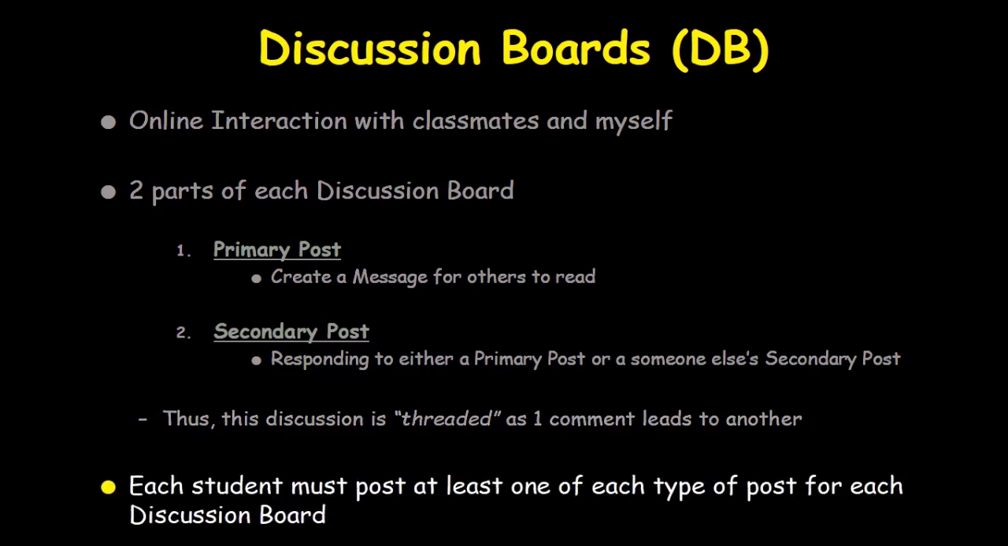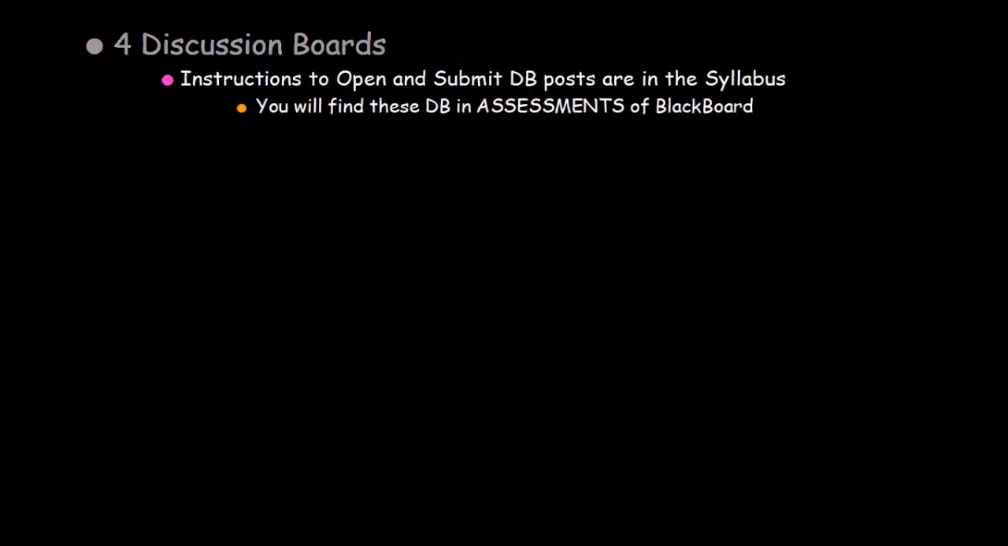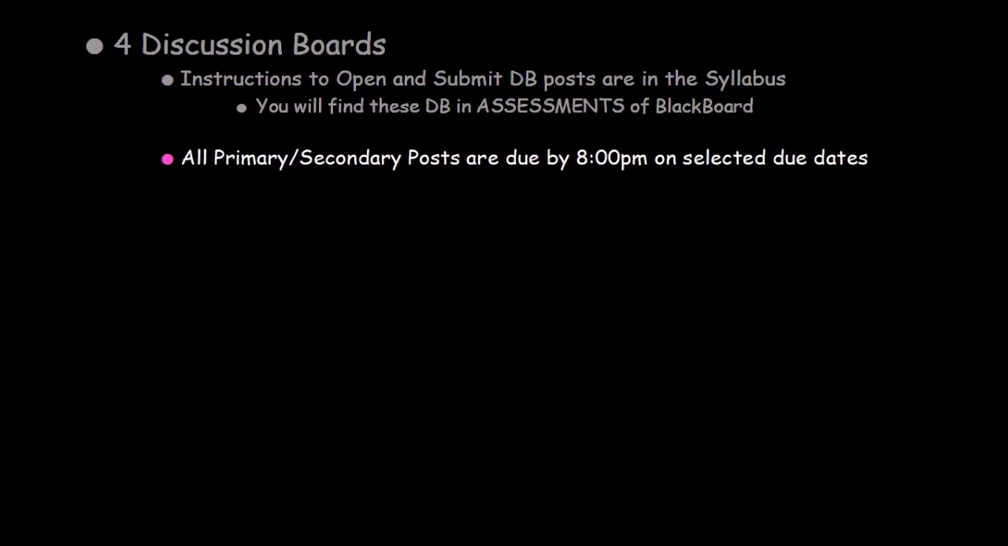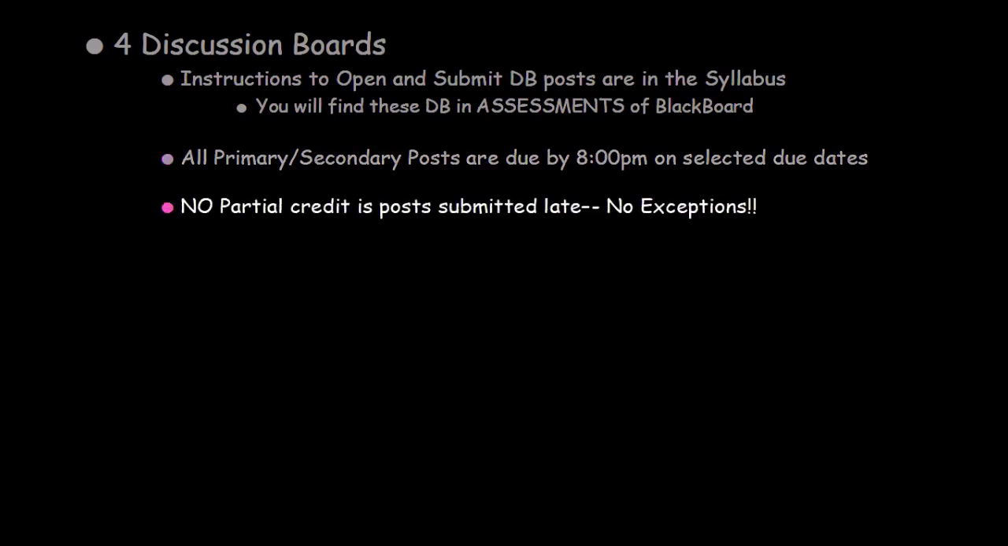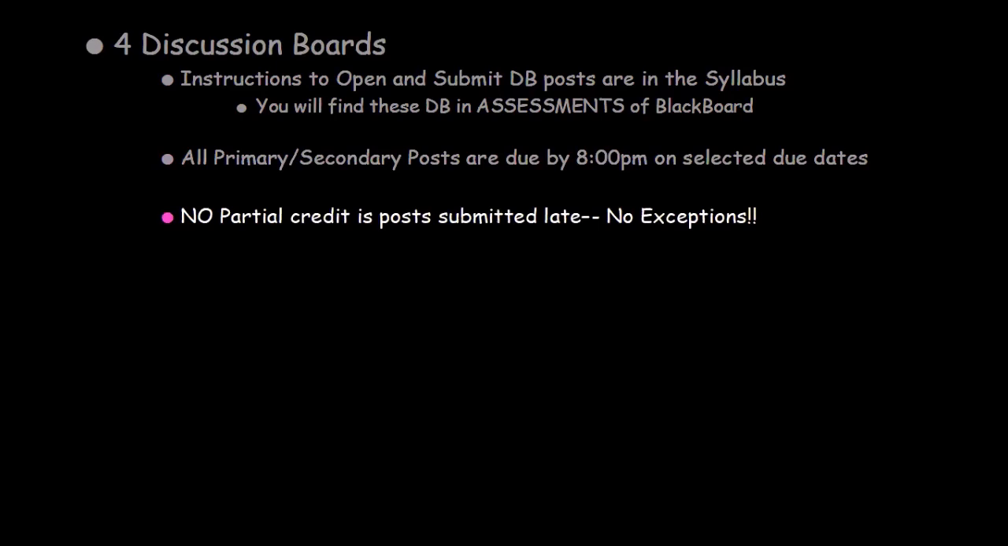Okay, so each student must post at least one of each of these for each discussion board. We have 4 discussion boards in total. I'm going to abbreviate discussion boards as DB. The instructions to open and submit the discussion boards are in the syllabus, so I'm really not going to go into details about it. They'll also be found in the discussion boards themselves when you look in the assessments of Blackboard. All primary and secondary posts are due at 8 p.m. on selected dates. No partial credit for posts submitted late. There are no exceptions to that.